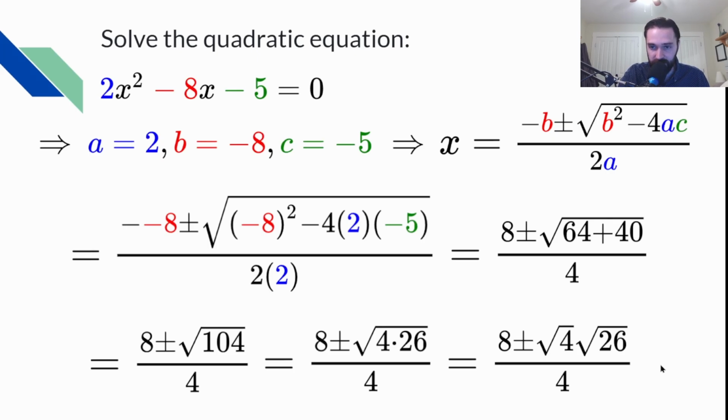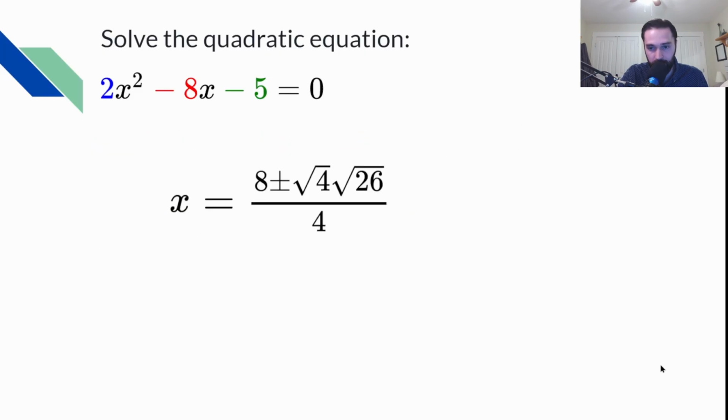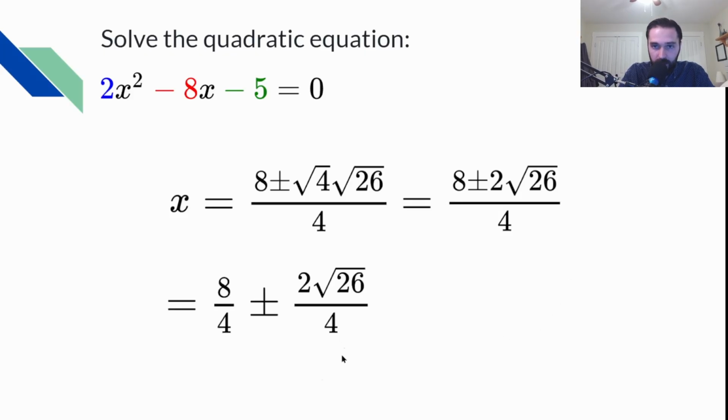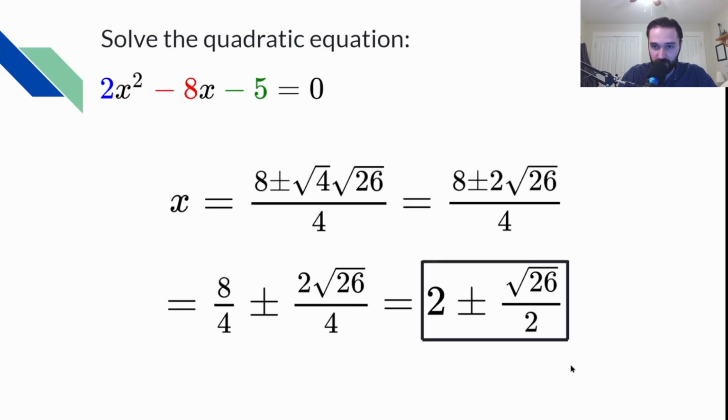Let's take this result to the top of the screen. The square root of 4 is just 2, so we can rewrite this as 8 plus or minus 2 root 26 over 4. Then we can break this up into two different fractions. That's the reverse process of getting a common denominator and condensing two fractions into one. Both reduce a bit: 8 over 4 is just 2, and 2 over 4 is 1 over 2. So these are my two solutions: 2 plus or minus root 26 over 2.